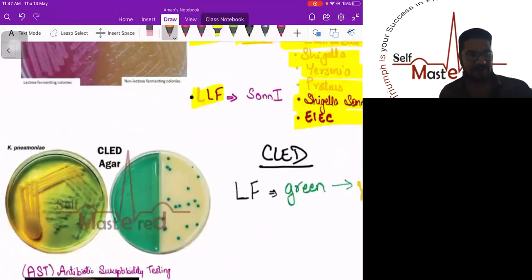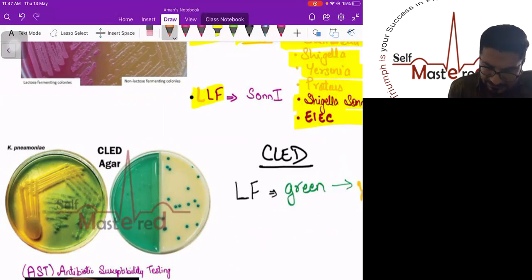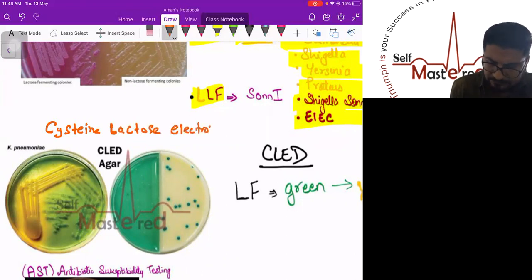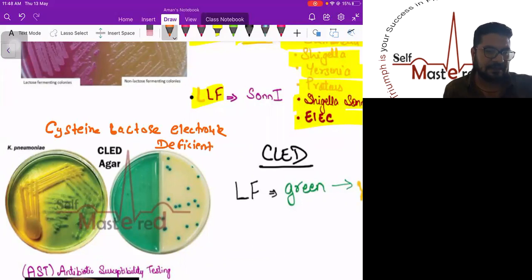Okay, the next media which I'm having is CLED media. CLED stands for cysteine lactose electrolyte deficient. C is cysteine, L is lactose, E is electrolyte, D is deficient. We call this CLED media.